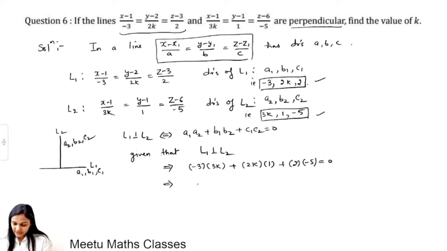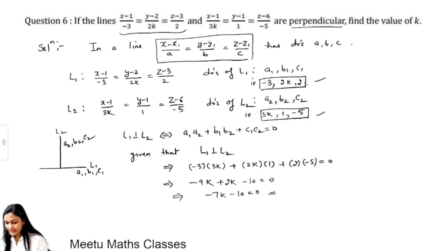So this implies minus 9k plus 2k minus 10 is equal to 0, and minus 7k minus 10 is equal to 0. It will imply that k is equal to minus 10 by 7, and this is the required value of k.